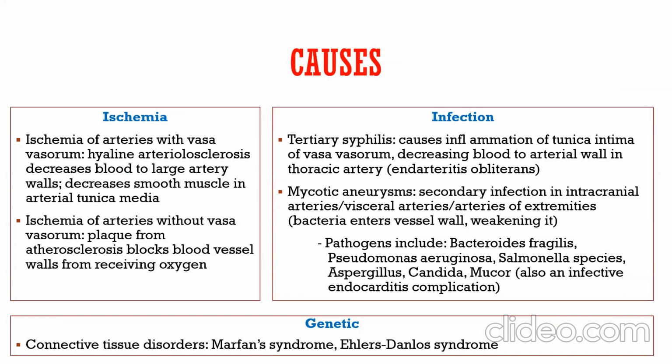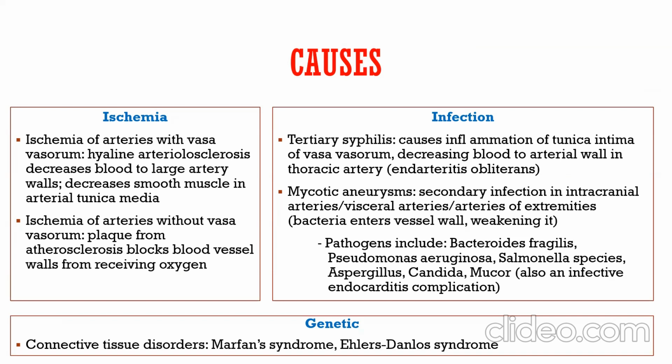Causes of this disease are ischemia, infection, and genetic factors. Ischemia of arteries with vasa vasorum: hyaline arteriolosclerosis decreases blood to large artery walls, decreasing smooth muscle in the arterial tunica media. And ischemia of arteries without vasa vasorum: plaque from atherosclerosis blocks the blood vessel wall from receiving oxygen.